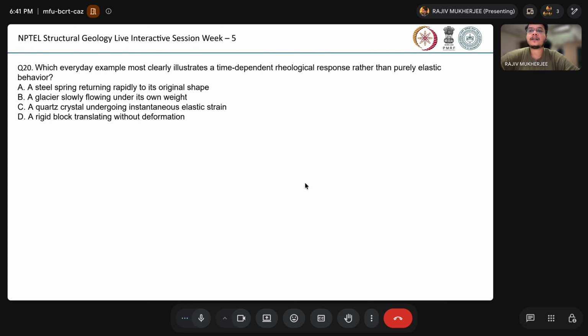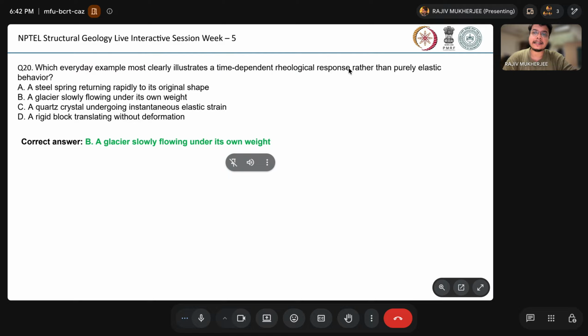Question number 20 says, which everyday example most clearly illustrates a time dependent rheological response rather than purely elastic behavior? Option A, a steel spring returning rapidly to its original shape; a glacier slowly flowing under its own weight; a quartz crystal undergoing instantaneous elastic strain; and a rigid block translating without deformation. So it's obviously very easy. So the answer will be option B, a glacier slowly flowing under its own weight, right?